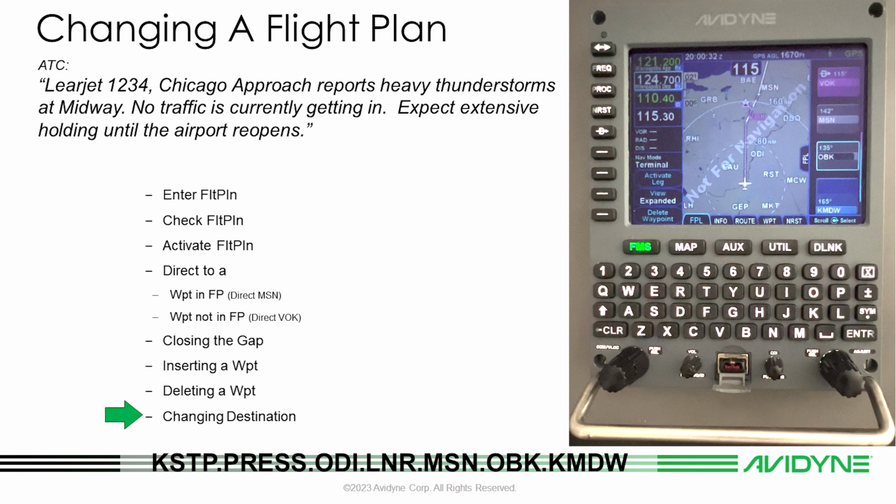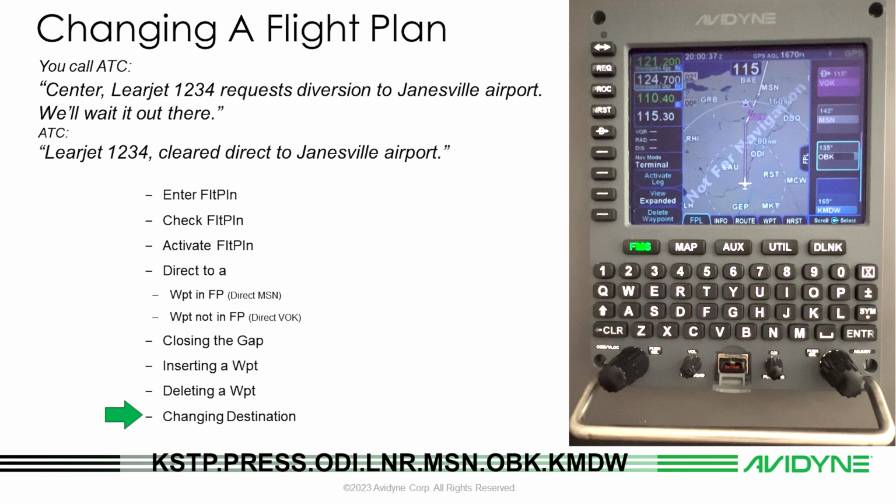For our final scenario in this lesson, ATC calls Learjet 1234. Chicago approach reports heavy thunderstorms at Midway. No traffic is currently getting in. Expect extensive holding until the airport reopens. We decide instead we will divert to Janesville and wait it out on the ground. Center Learjet 1234 requests diversion to Janesville Airport. We'll wait out the bad weather there.